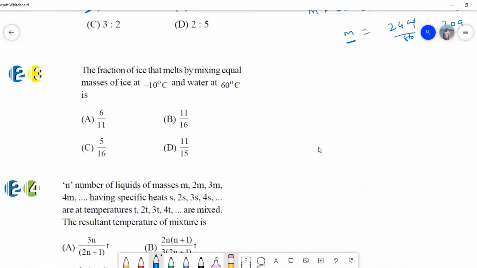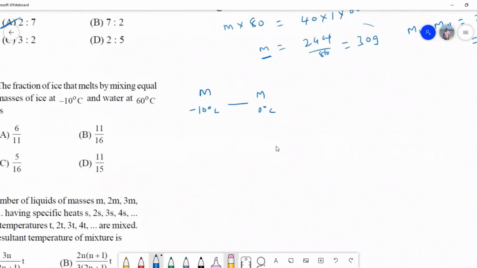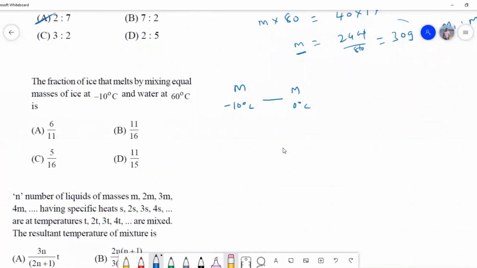23. The fraction of ice that melts on mixing equal mass of ice at -10 and water at 60 is. Now very important. So let us take m grams of ice at -10 degrees centigrade becomes m grams of ice at 0. So first, change of state will take, temperature changes. But remember, after that all ice will not melt. Let us take x grams of ice only will melt.